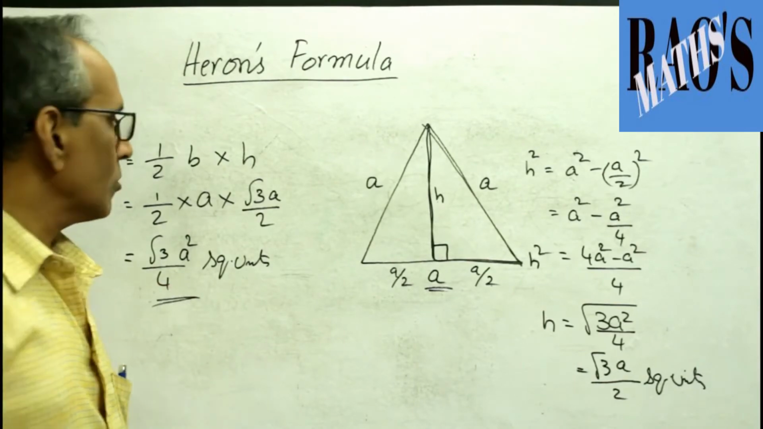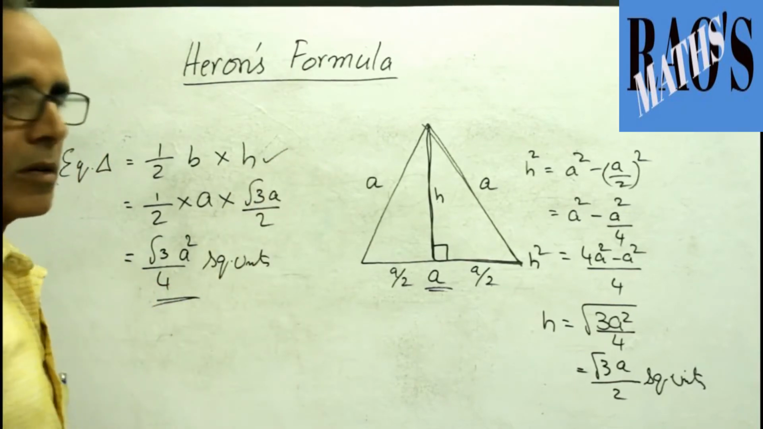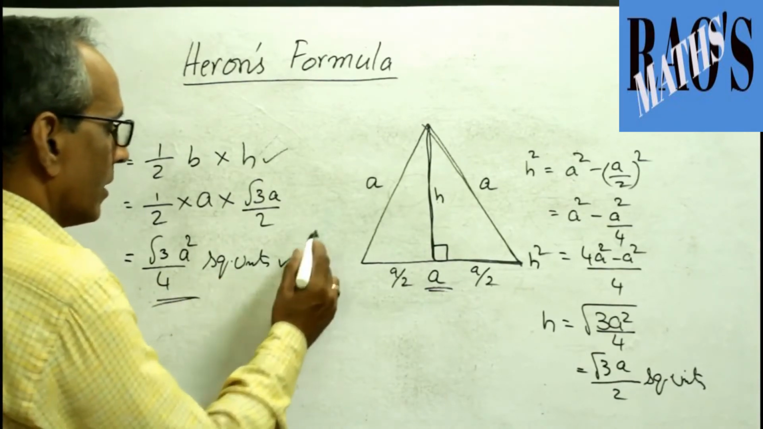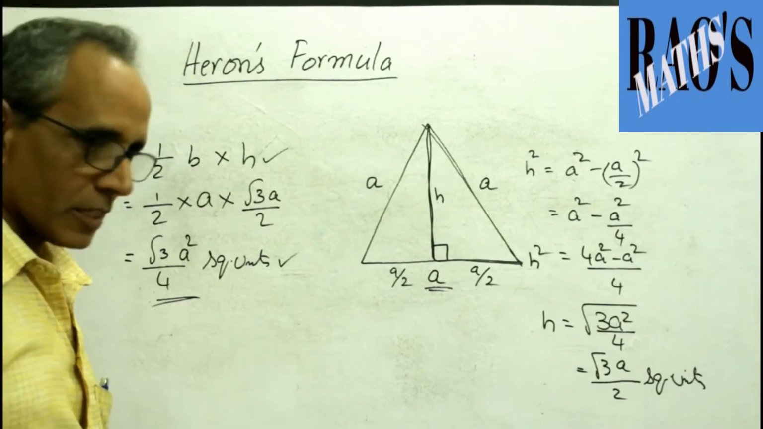This way the area of the equilateral triangle formula, that is root 3 by 4 a square, is derived. We use these two formulas, that is the general formula of any triangle, half BH, and also the equilateral triangle area, root 3 by 4 a square, in our further sections.